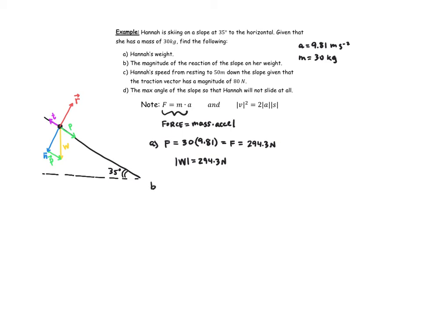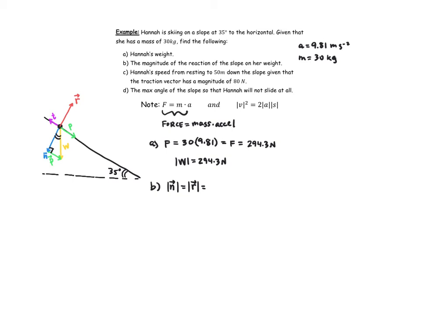Okay, part B. Part B, the magnitude of the reaction of the slope on her weight. That is going to be the magnitude of vector N, which is equivalent to the magnitude of vector R. Now we got to find a way to find that value. Okay, so let's analyze this triangle here. This is a right triangle, and this angle right here is going to be congruent to the angle to the horizontal at which we're skiing, right? We could use some geometry to get there. You can do that on the side, but that'll also be equal to 35 degrees.